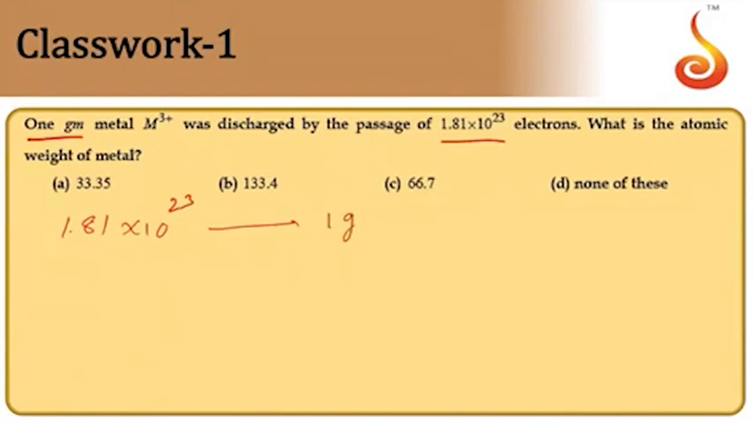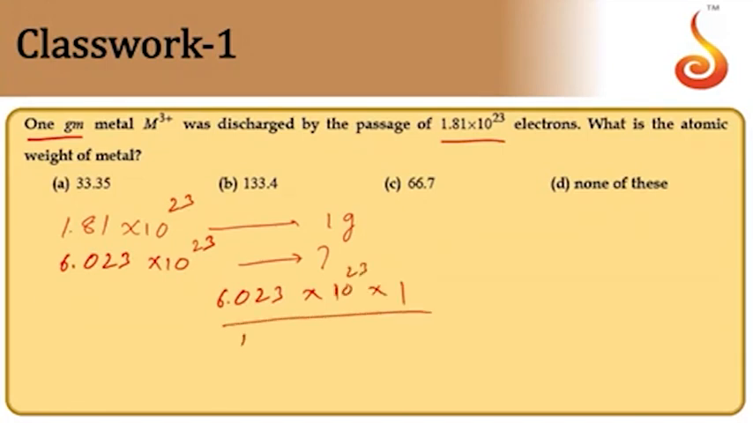Therefore, if you pass 1 mole of electrons, that is 6.023 × 10^23 electrons, how many grams will be deposited? So 6.023 × 10^23 × 1 by 1.81 × 10^23. This value comes to 3.3. So 3.3 grams is deposited when we pass 1 mole of electrons, which implies 3.3 itself is the equivalent mass of the metal.